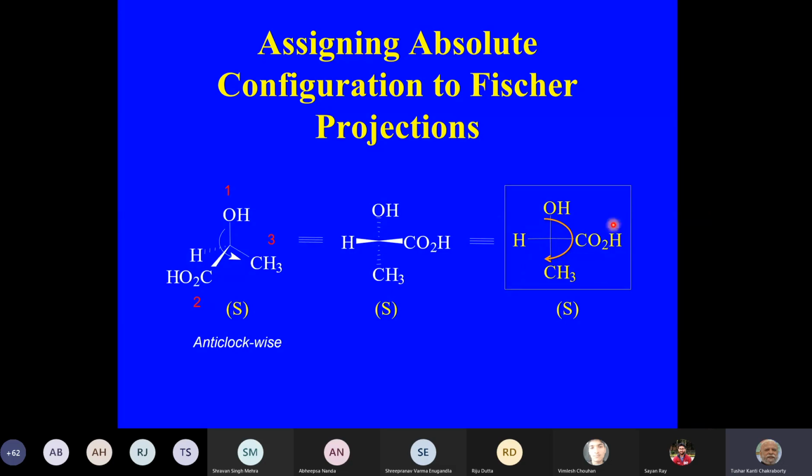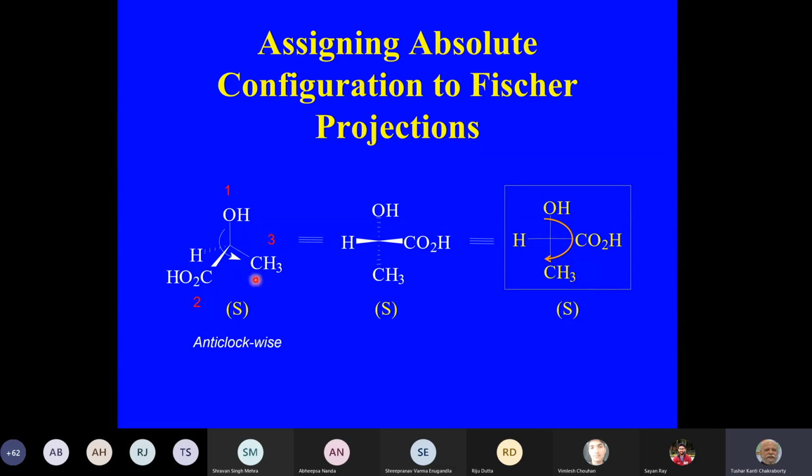And then if you draw a Fischer projection, it will look like this, because in a Fischer projection the hydrogen and carboxyl and methyl, these horizontal lines, are above the plane, and the vertical lines are below the plane. Now here the highest priority is the OH, then the carboxyl group, and then the methyl group. And then I'm going anti-clockwise with the lowest priority on the left-hand side, and so we call it S.